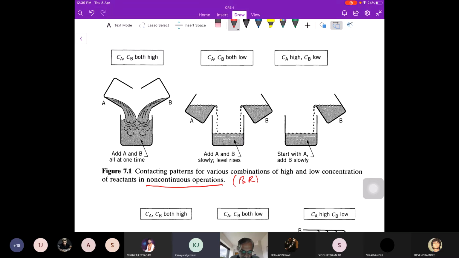And the other one is if you want CA high and CB low, तो स्टार्ट विथ दैट मीन्स A पूरा यहाँ पर लिया हमने और B धीरे धीरे ऐड किया. तो जितना B ऐड करेंगे वो A के साथ रिएक्ट हो जाएगा. तो B का कॉन्सेंट्रेशन लो रहेगा, A का ऑलवेज हाई रहेगा.